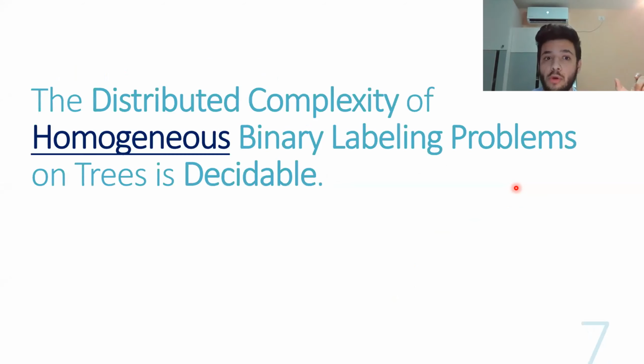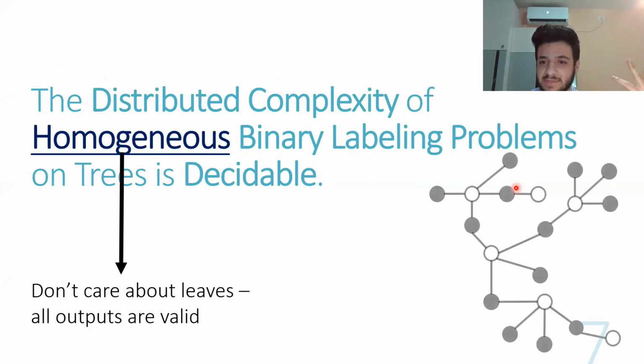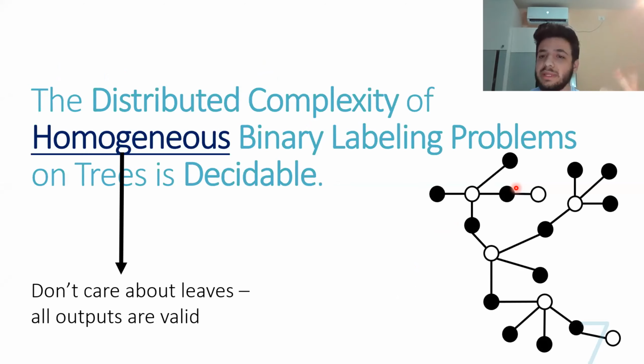Next, we have homogeneous, which intuitively again means that we don't really care about the output neighborhoods of leaves. By that I mean that leaves don't really care what color was their incident edge given. So for example, in this tree, we would not care about the output neighborhoods of the nodes marked in red.